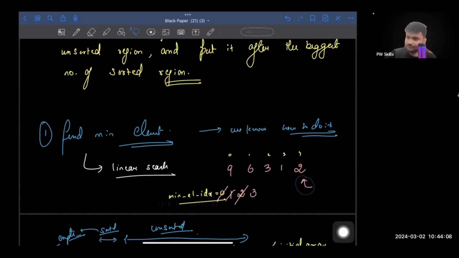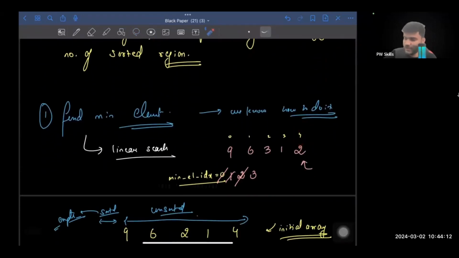And we go to index 4. Is 2 less than the element at index 3? No. 2 is not smaller than 1. So 2 cannot update the index. Hence, we have read all the numbers, and at index 3, we have the smallest element.